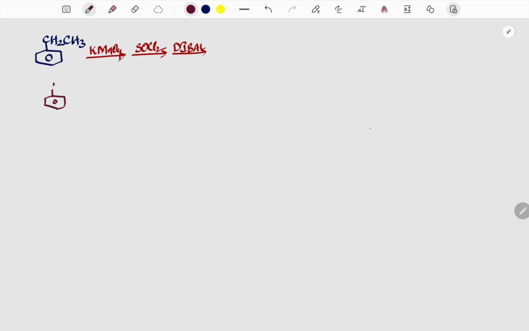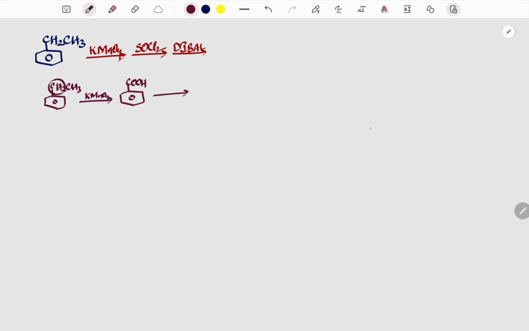Ethyl benzene when treated with KMnO4. We know that if the molecule has a benzylic carbon and it has benzylic hydrogen, we simply write down the answer: benzoic acid.